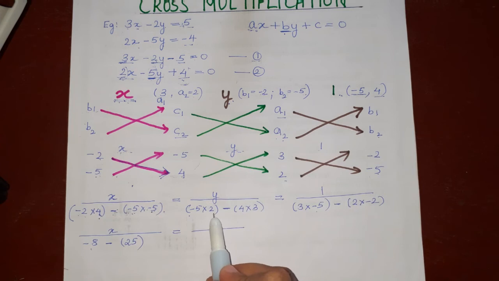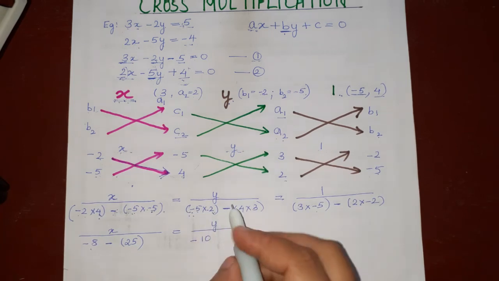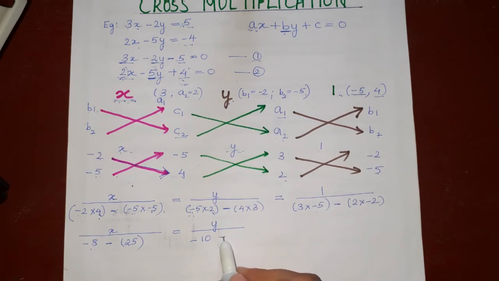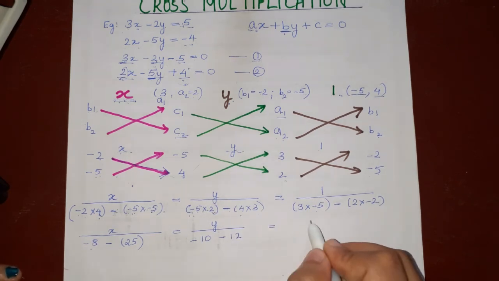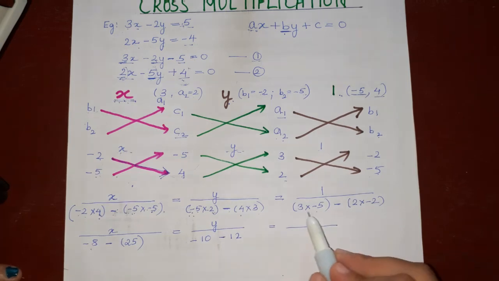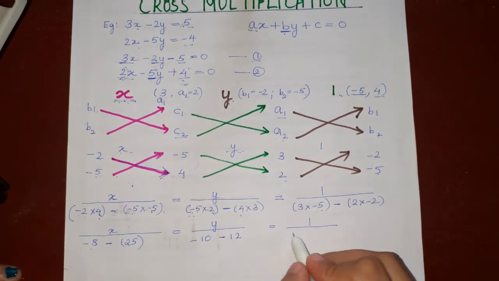Negative 2 into 2, so negative into 2. 5 2s are 10, and the negative sign will remain, since 5 is negative and 2 is positive. Minus into plus is always negative. Then this middle sign, and then the next bracket, that is 4 into 3. 4 3s are 12. And coming to the last part, that is 1 by constant, 3 multiplied by -5 will give us -15.